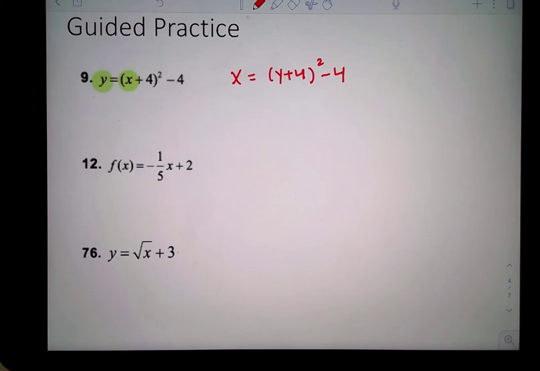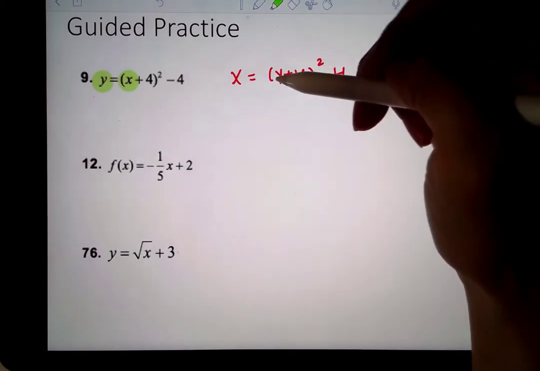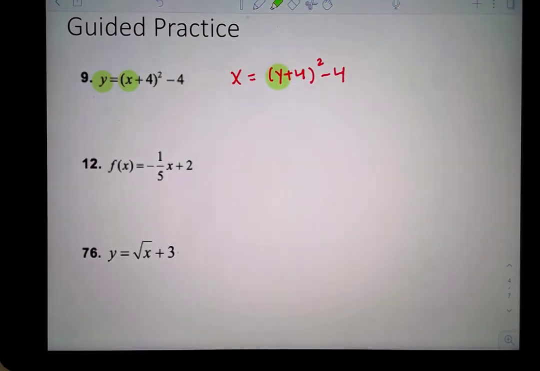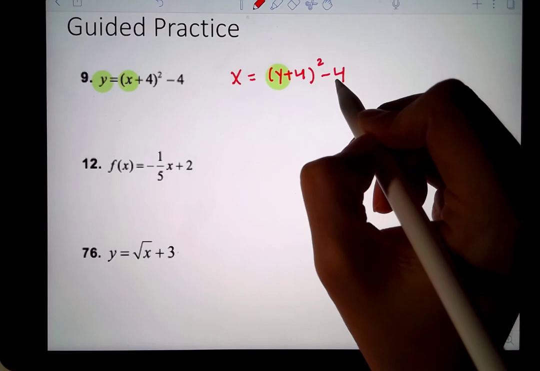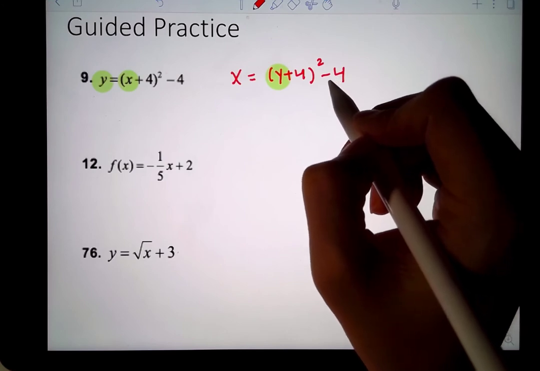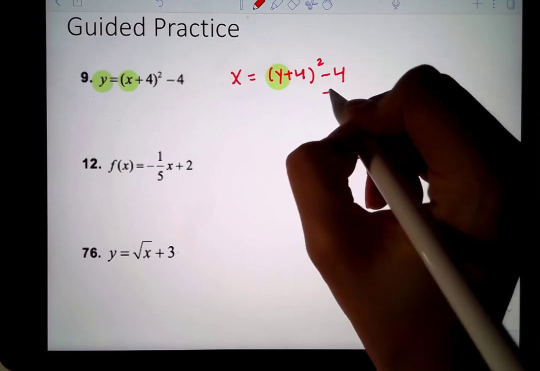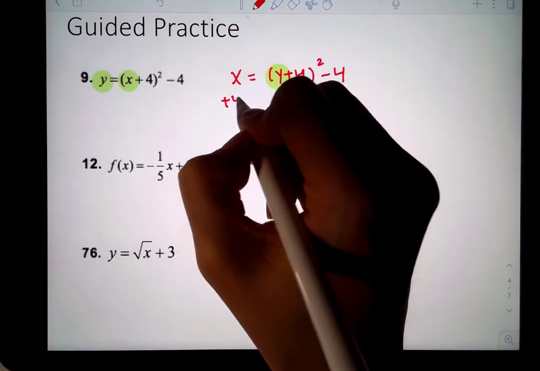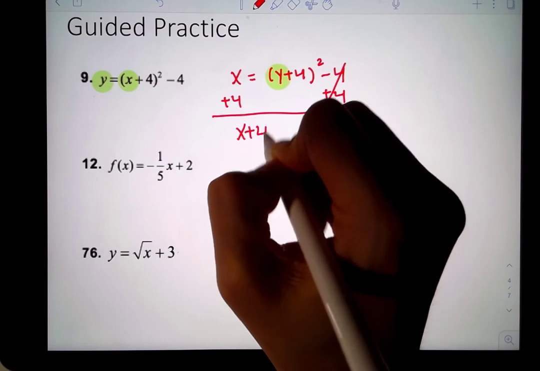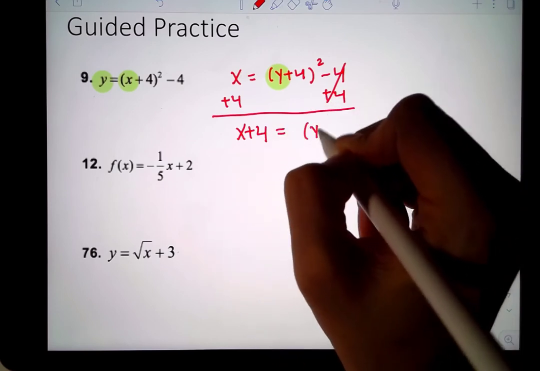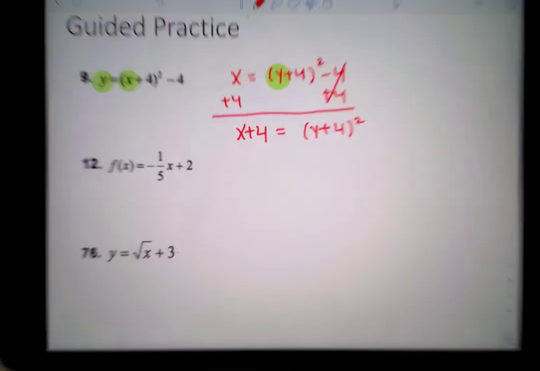And we solve it for y. So I'm gonna get rid of everything. First, we need to get rid of this -4. Then what do you do with the -4? There you go, +4. So you get x plus 4 equals y plus 4 squared.